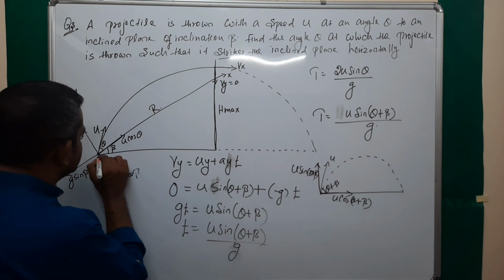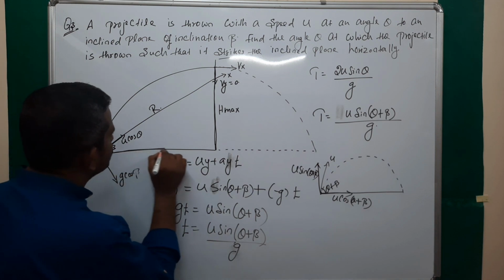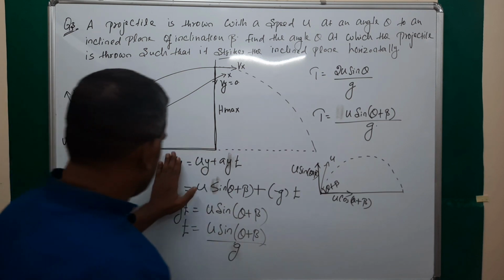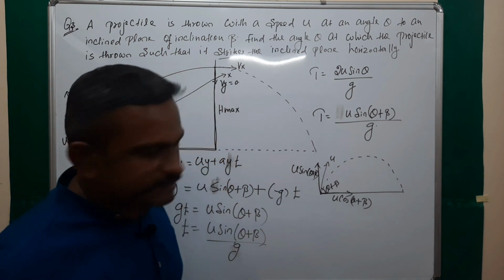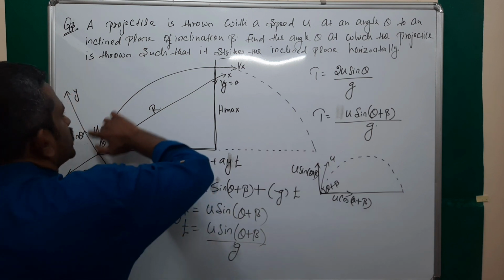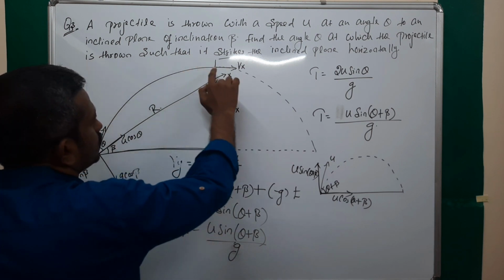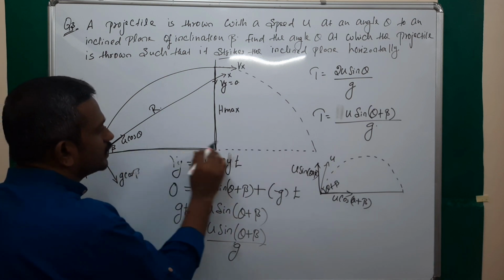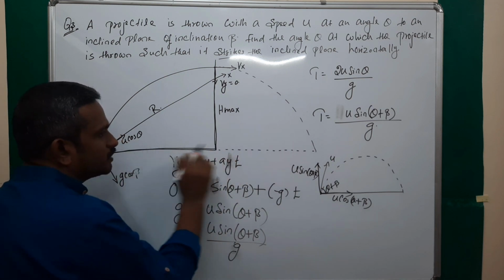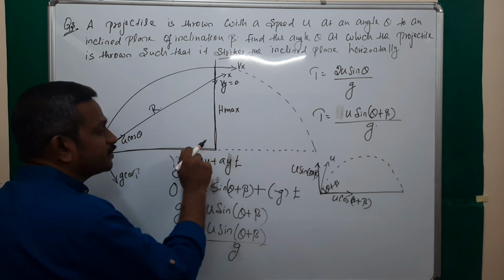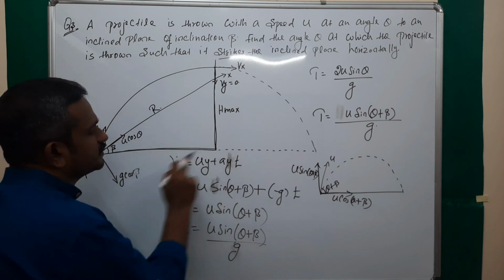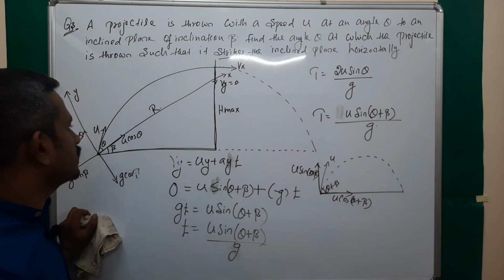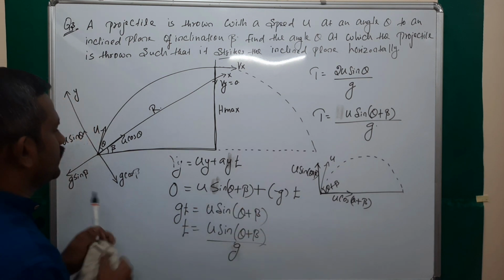So what about this distance? This distance is the horizontal range, the horizontal distance traveled when the projectile is projected from here and it reaches this point. How much horizontal distance has it traveled when observed from the ground plane? This much distance is the horizontal range in the ground plane.